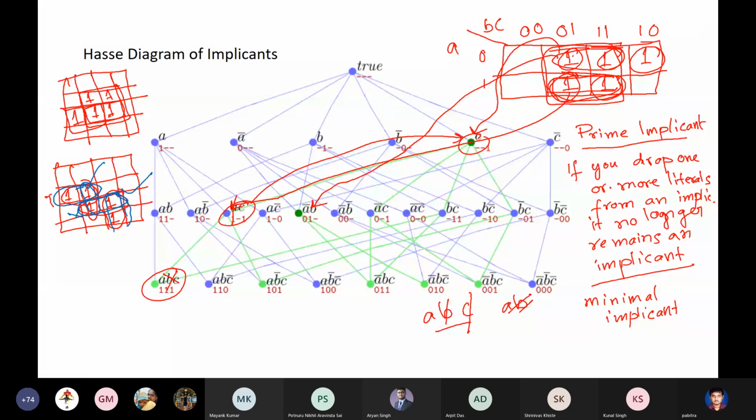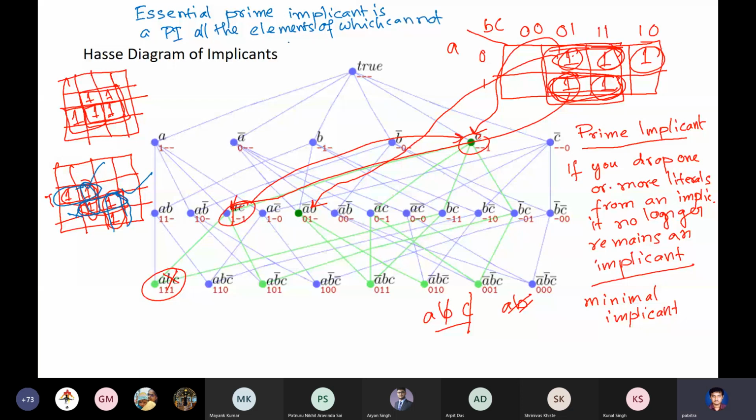So the definition is that an essential prime implicant is a prime implicant all the elements of which cannot be covered by a combination of other prime implicants. Okay, so you cannot cover it.